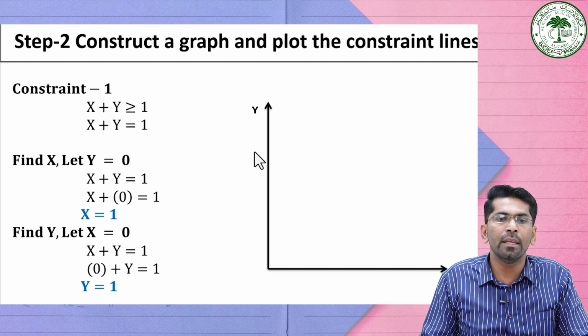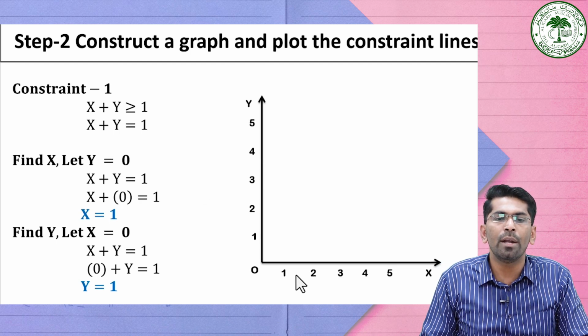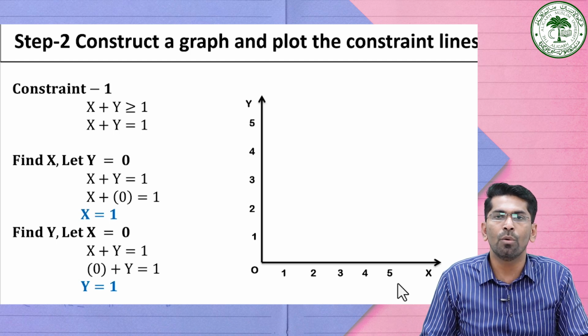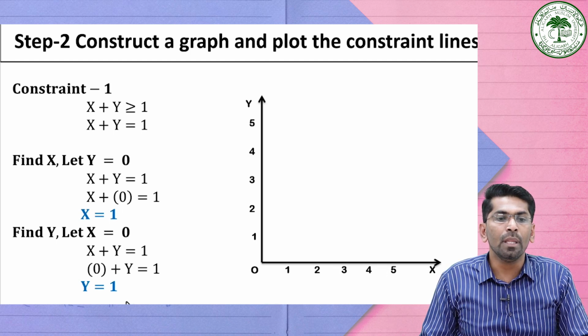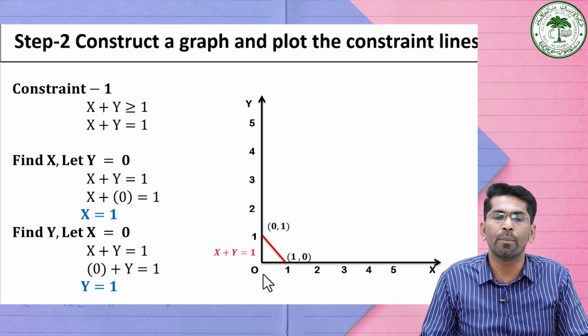I am taking a scale from 0 to 5 on both axes. Now I am going to plot these points. When y is equal to 0, then x is equal to 1. When x is equal to 0, y is equal to 1. So this will be the point. Joining these two points, it will be like this. This red line is showing constraint number 1.